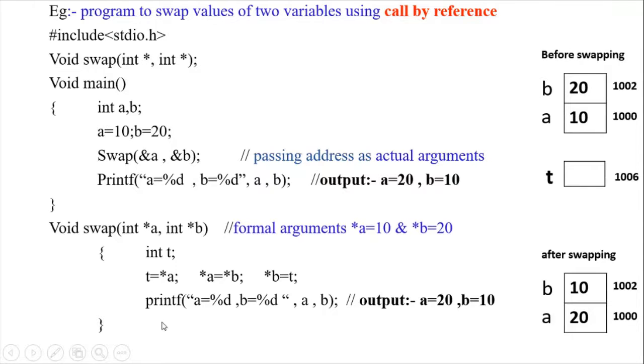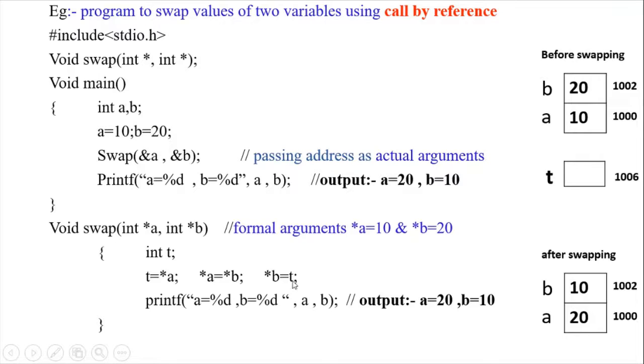So inside this function, you can say that t is equal to star a. That means t is equal to 10. And star a is equal to star b. That is location 1000. The value passing from b location, that is 20, will be copied into here.